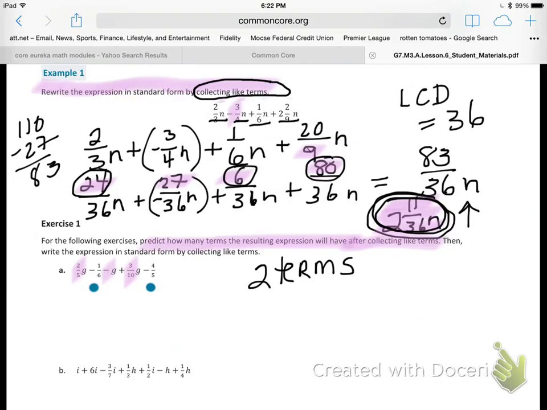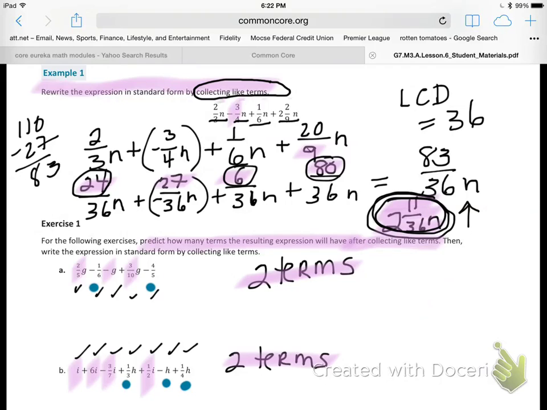Okay, and then if we look at this one, B, we can see we have an I, and 6i there, and negative 3/7 I, and then we have 1/2 I. So we have I, and then we also see that we have a few H terms as well. So this is going to have 2 terms as well. Both of these, despite the fact that there are 1, 2, 3, 4, 5, 6, 7 different terms, and over here 1, 2, 3, 4, 5 separate terms, are both at the end going to look very similar because they're both going to have 2 terms.